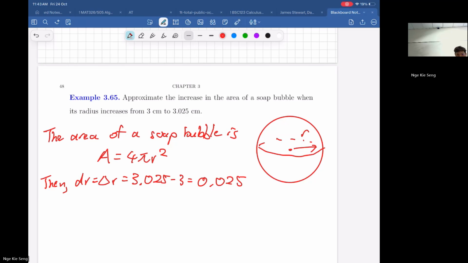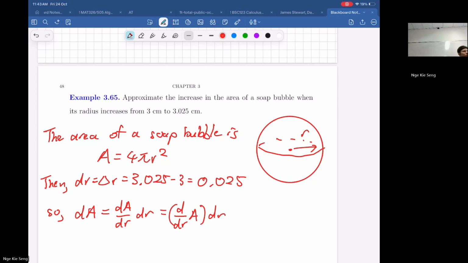But then what do you need to get? You want to get dA, right? So you need to get dA over dr. Are you confused if I write this? Or maybe, if it is better, I write this. Now better?